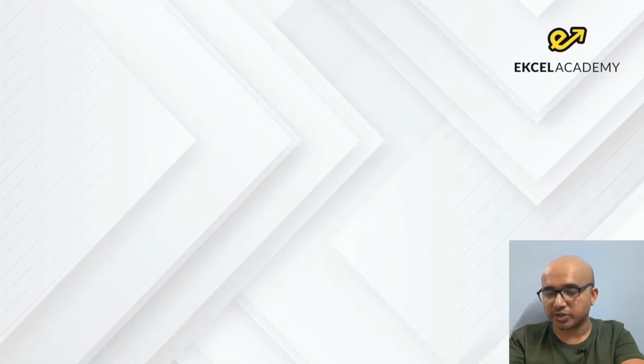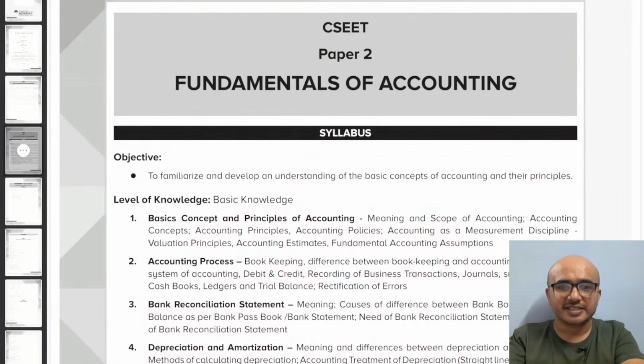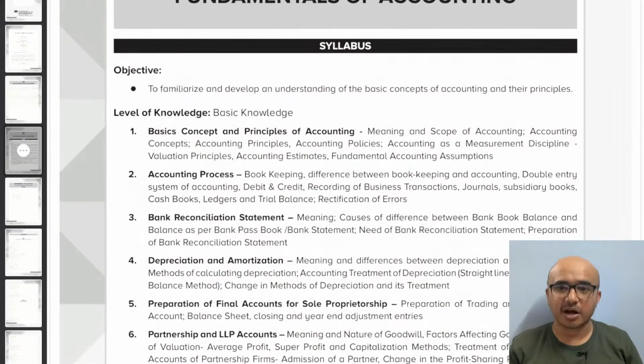So now, where were we? Coming back to the syllabus, let us have a look at the syllabus. Let me just bring it up. Okay, this is in fact the syllabus of the fundamentals of accounting paper 2. That is, this is for the entire 100 marks, as you can see on the screen. Let us quickly go through what is there in the syllabus, and then we'll get into the lessons.